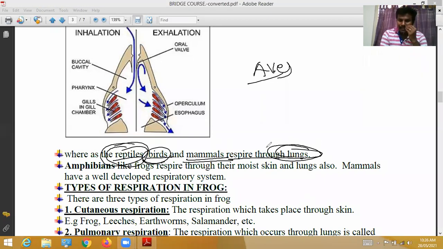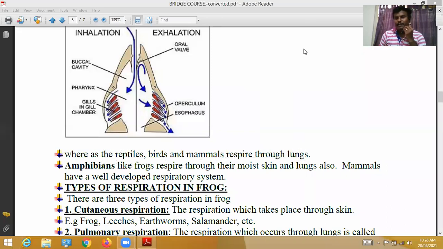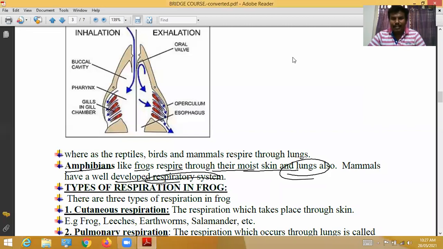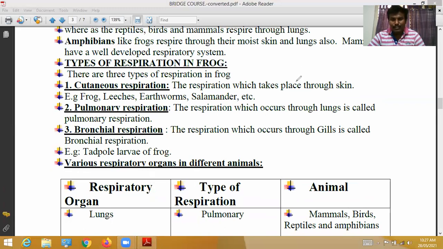About lungs, we will discuss in human respiration. Next topic, we will discuss human respiration only. In human respiration, we mammals also respire through lungs only. About lungs, I will give complete information, just wait. Amphibians like frogs respire through their moist skin and also lungs. Like the earthworm, the frog also respires through moist skin and lungs, depending upon habitats. All the mammals have a well-developed respiratory system. Compared to the remaining organisms, mammals' respiratory system is well developed, with all the parts distinctly developed.